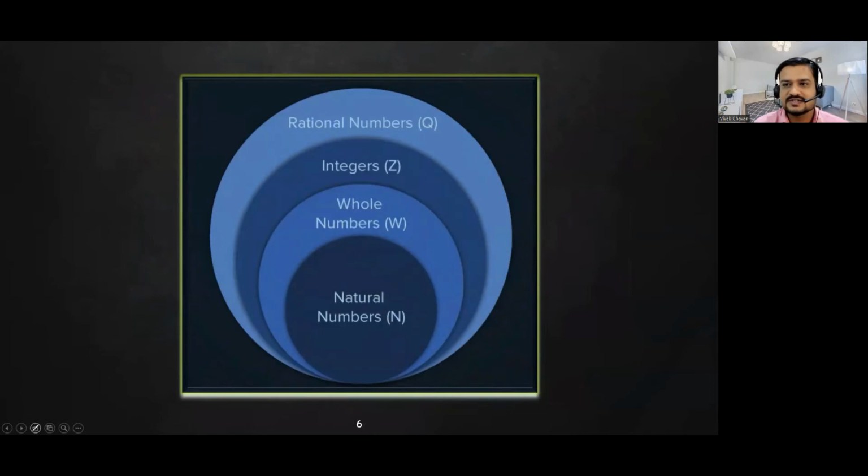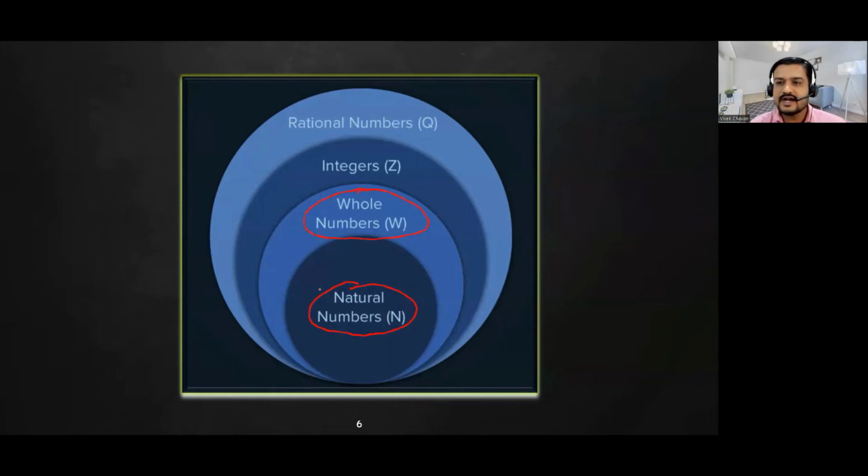So now this is the graphical representation of all the numbers, the family of numbers. Okay. The smallest family is of natural numbers. So the innermost circle is represented by natural numbers. Then we added 0 to the family of natural numbers, and we got a new family, that is whole numbers.